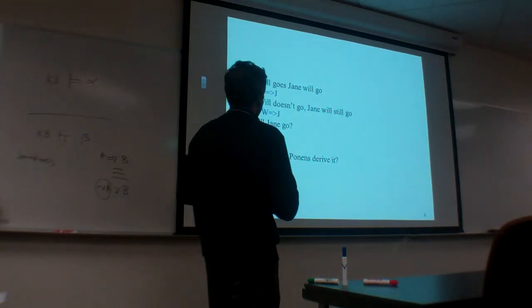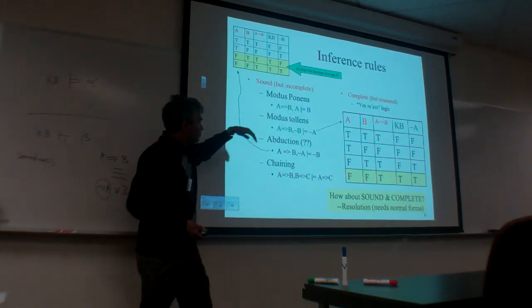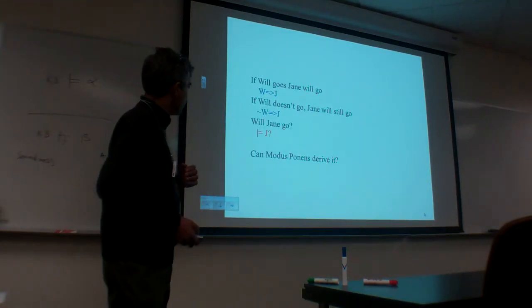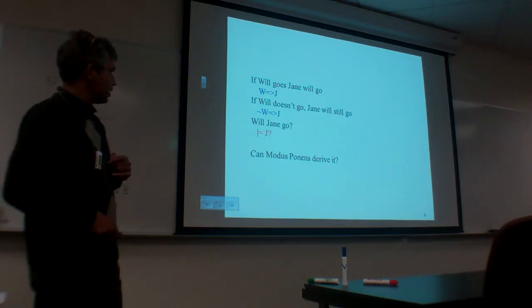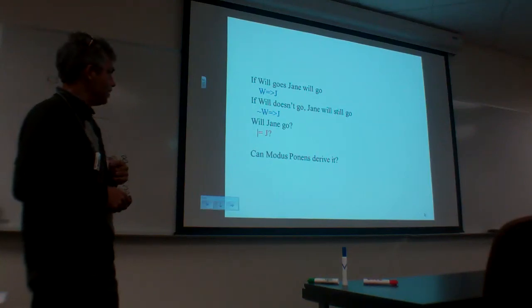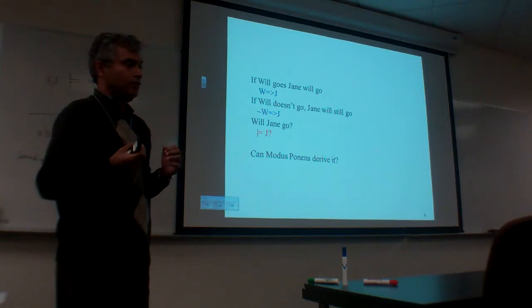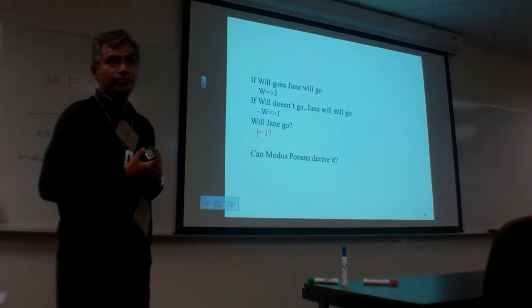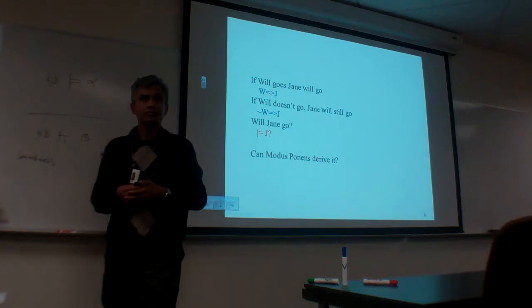Okay. So to get an idea as to where these rules stop being complete, and in particular where modus ponens by itself would not be complete, consider the following example. If Will goes to the party, Jane will go to the party. If Will doesn't go to the party, Jane will still go to the party. Now my question is, will Jane go to the party? You can see that she goes, right? Can you use modus ponens to prove this? No.